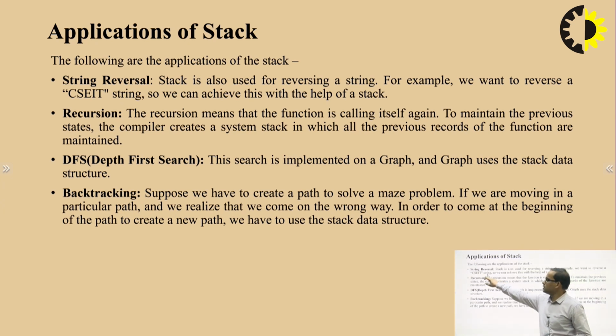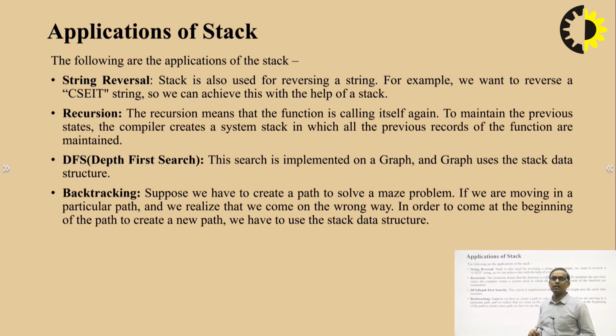Suppose we have a string CSEIT. Now we have to find the reverse of this string. So the reverse of this string will be TIESC. It means when we insert this string in the stack, first C will be inserted, after that S will be inserted, then E, and then I, then T. Again, when we remove the characters from the stack, first T will be removed, then I, then E, then S, then C. So when we delete the characters of the string, we obtain the reverse of the string.